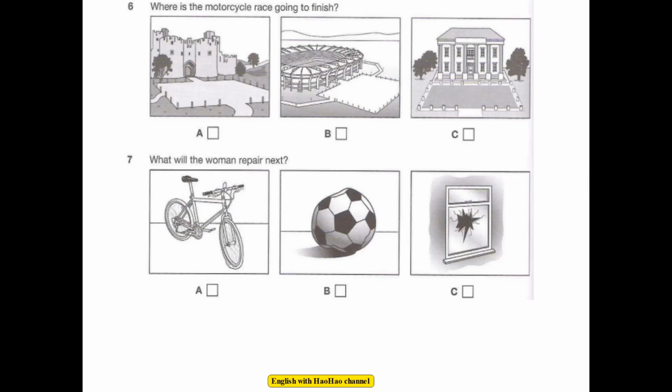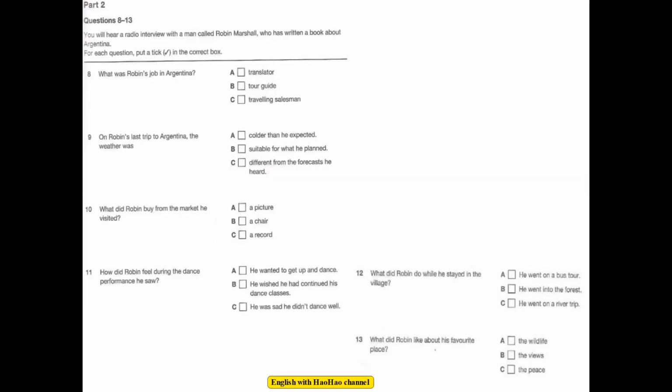That is the end of part one. Now turn to part two, questions 8 to 13. You will hear a radio interview with a man called Robin Marshall, who has written a book about Argentina. For each question, put a tick in the correct box. You now have 45 seconds to look at the questions for part two.